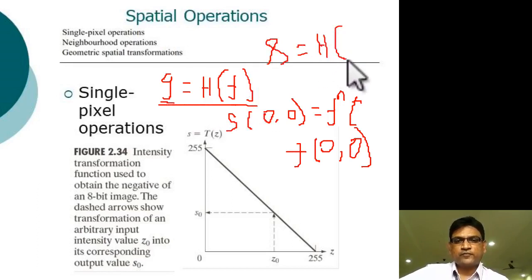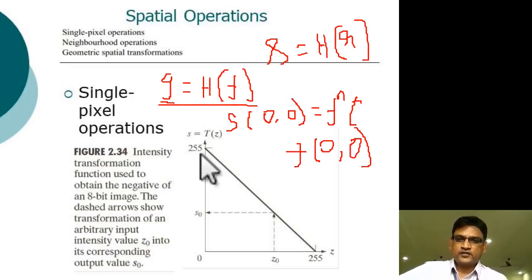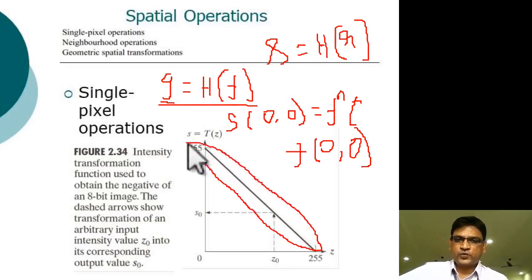These operations can also be transformed into another form as S equal to H of R. Here R is the representation for input gray levels, S is the representation for output gray levels, and H is the transformation function which gives the relation between the input gray levels and the output gray levels. Here when R equals 0, S is 255, and when R equals 255, S equals 0. So this is a mapping curve which can also be used in place of G equal to H of F.